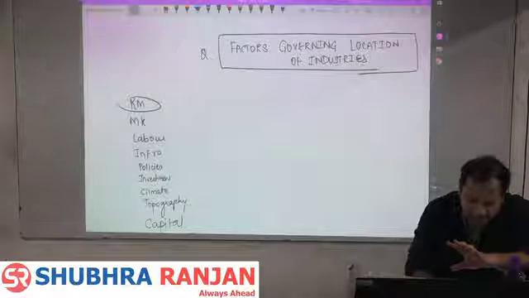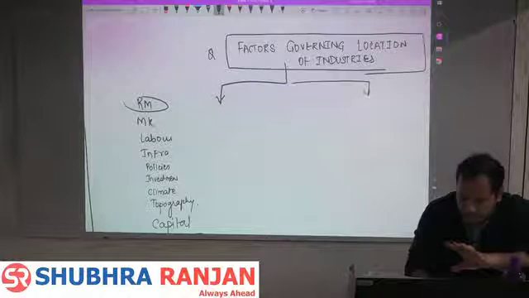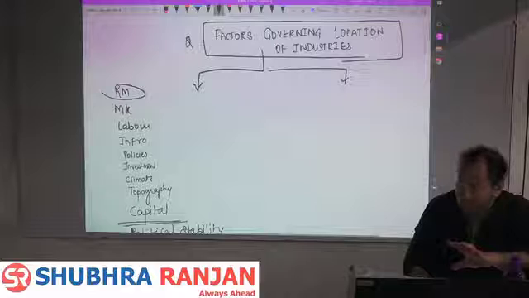industries. Can I say there will be two types of factors? One is the geographical factors, the other will be the non-geographical factors. These are the two types of factors that govern the location of the industries.